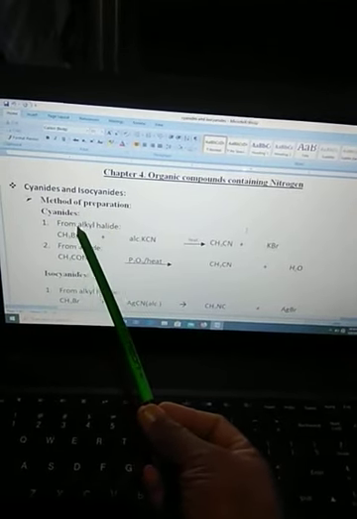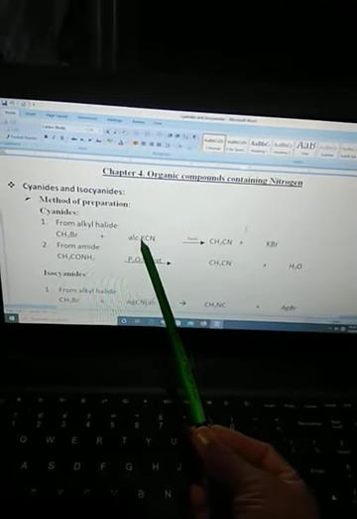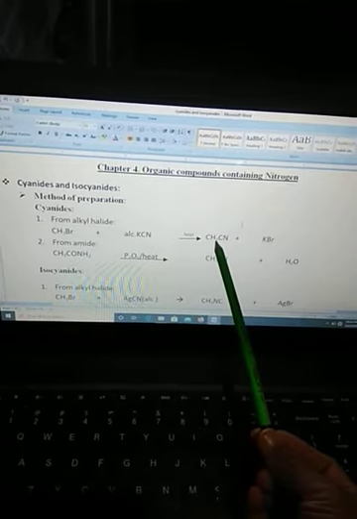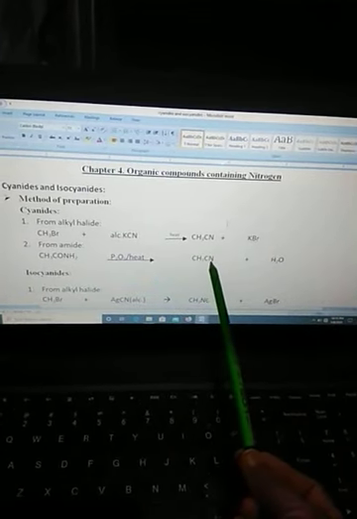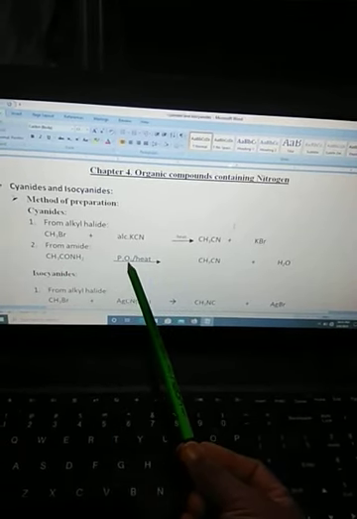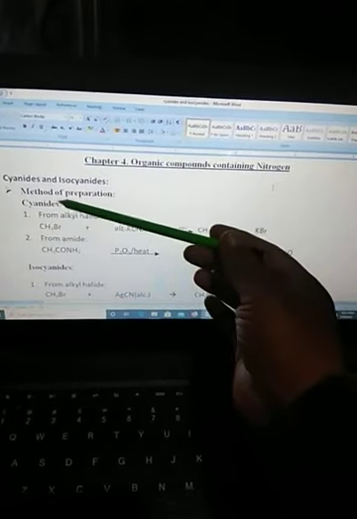So cyanide can be prepared from alkyl halide. We have taken one alkyl halide, that is methyl bromide. When it reacts with alcoholic potassium cyanide, it is going to form methyl cyanide plus KBr. Similarly, we can also prepare methyl cyanide from an amide, CH3CONH2. This is an amide. When it is treated with phosphorus pentoxide, P2O5, and heating is required, it is going to form methyl cyanide plus water. So these two methods are the preparation of cyanides.